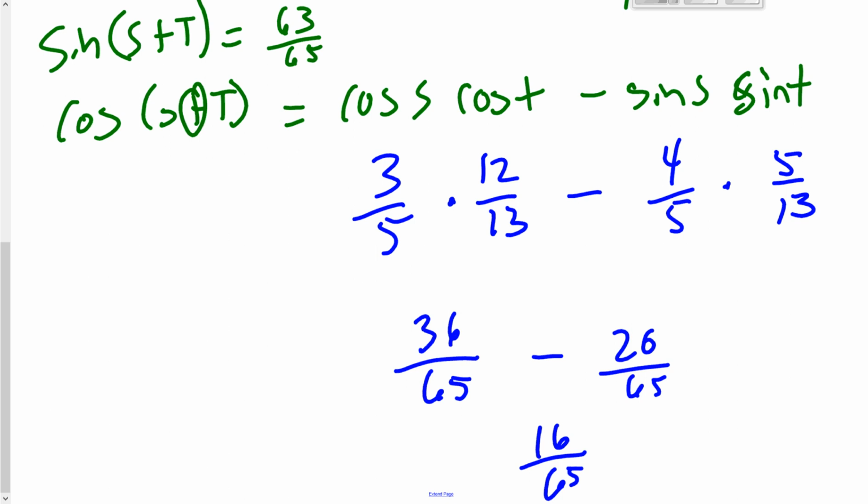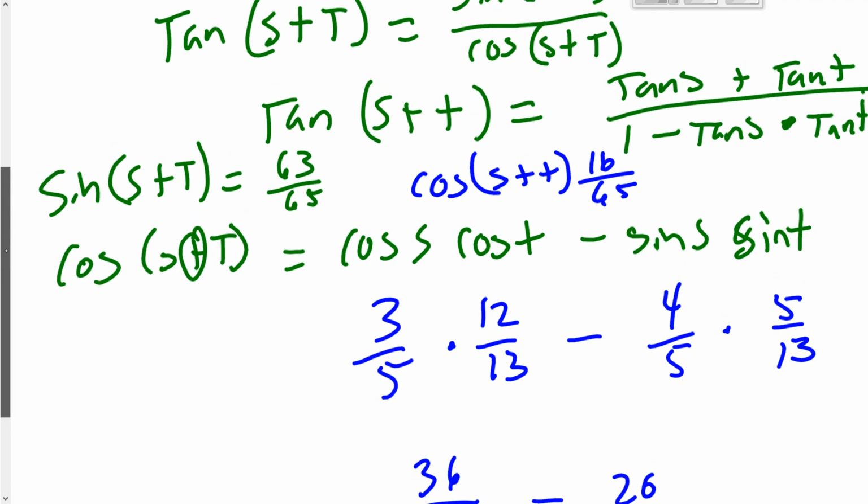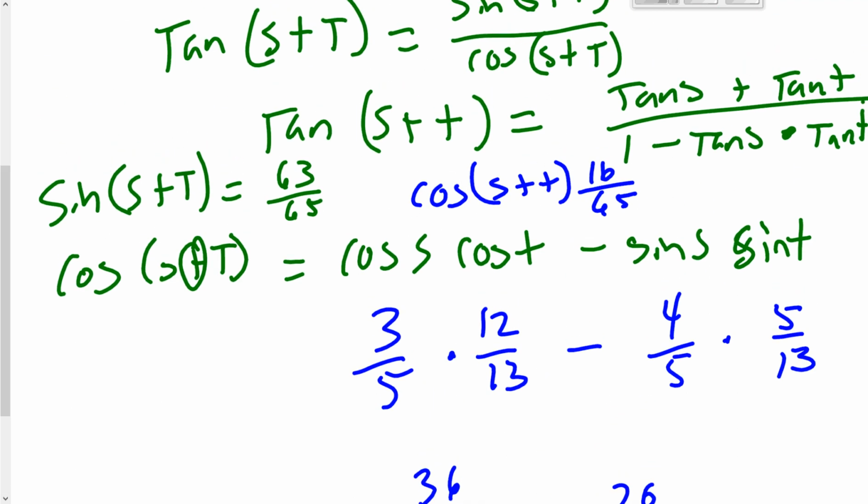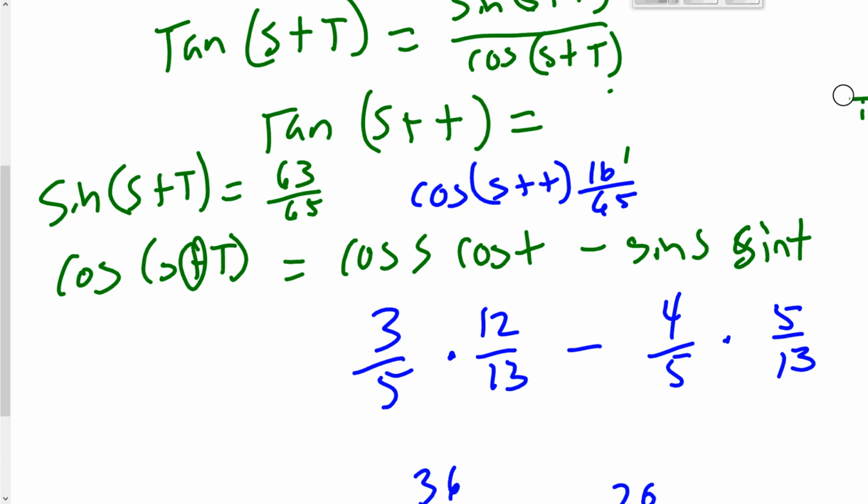So cosine of s plus t is 16 65ths. And then we're finding tangent, which we won't use the formula for this time. Let's do something a little different, because there are a lot of different ways to go about this. So that would be sine of s plus t over cosine of s plus t. So that's 63 over 65, and then times, if I flip that, 65 over 16. So we get 63 over 16. So there's our answer for tan of s plus t.